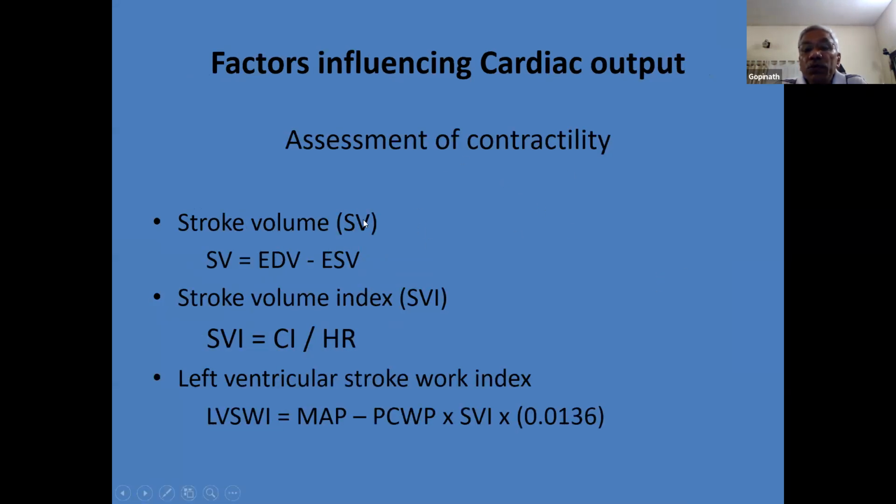So what do you use as a measure of contractility? It is the quantity of blood which has been ejected. So stroke volume becomes a part of the assessment of contractility, and the product of contractility is the stroke volume. It is essentially the end-diastolic volume minus the end-systolic volume. If you index it to the body surface area, you have the stroke volume index. And if you index the left ventricular stroke volume, the work, then it becomes the left ventricular stroke work index.